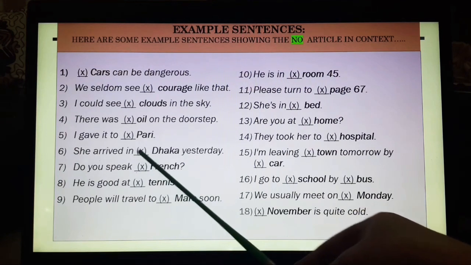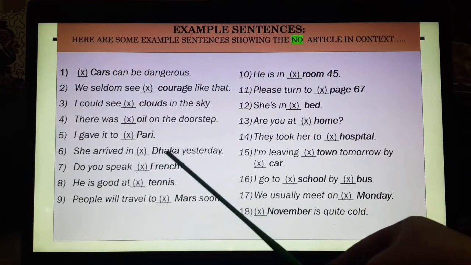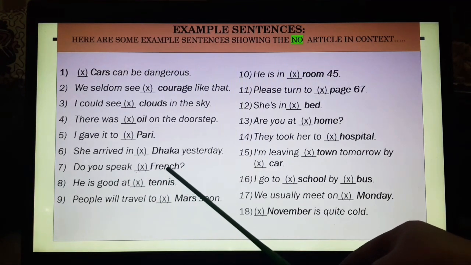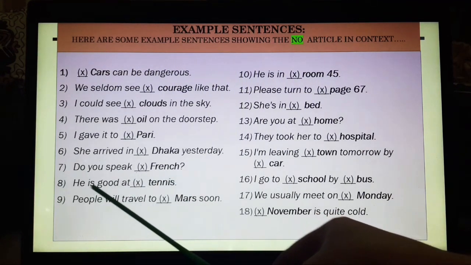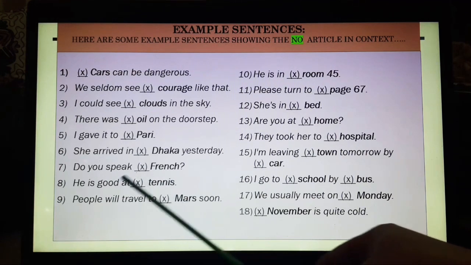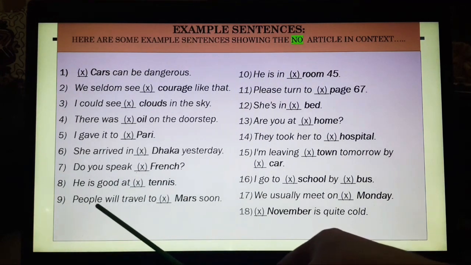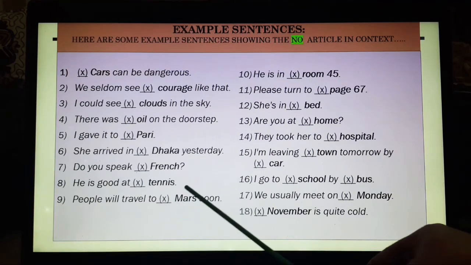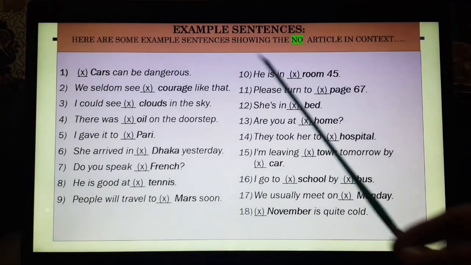She arrived in Dhaka yesterday. Dhaka is the name of a place. Do you speak French? French is the name of a language. He is good at tennis. Tennis is the name of a sport and game. People will travel to Mars soon. Mars is the name of a place.